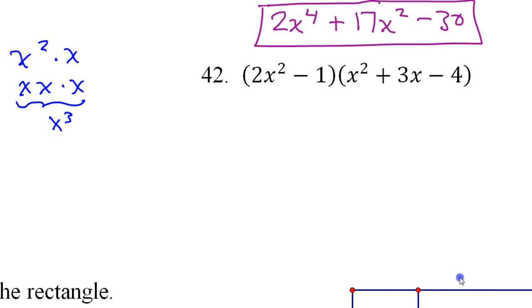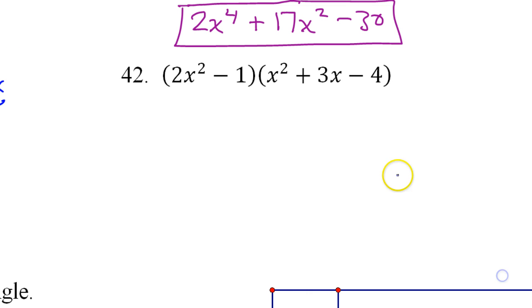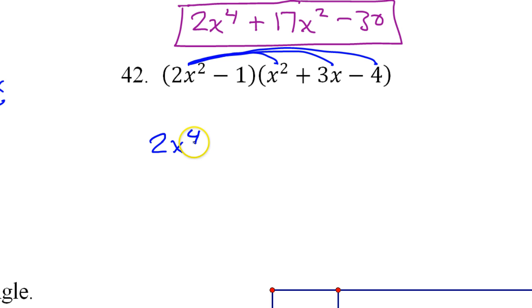Okay, and number 42, again we have to do the double distributive property. Alright, so we will take this 2x squared, multiply it by everything. So 2x squared times x squared is going to be 2x to the 4th power. 2x squared times 3x is going to give us 6x to the 3rd power. 2x squared times negative 4 is negative 8x squared.